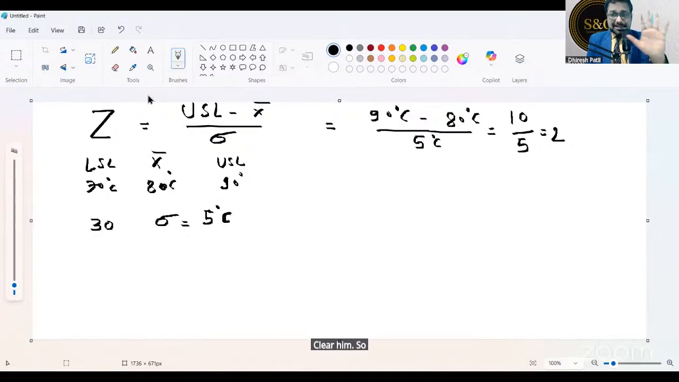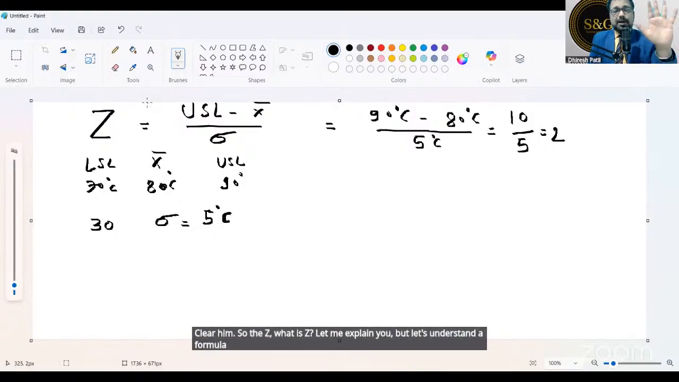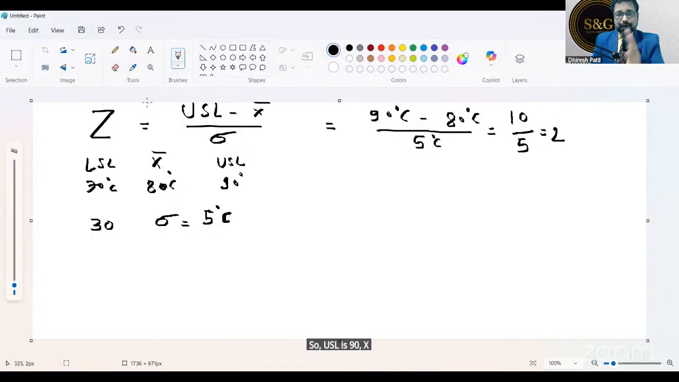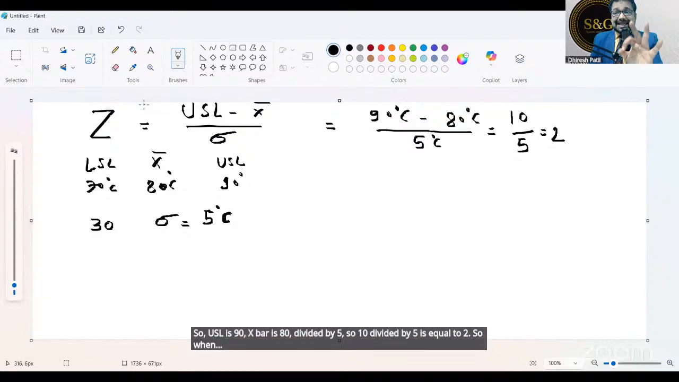So what is Z? Let me explain, but let's understand the formula. USL minus X bar divided by standard deviation. So USL is 90, X bar is 80, divided by 5. So 10 divided by 5 is equal to 2. So when the Z is 2, that means it is called a 2 sigma process.